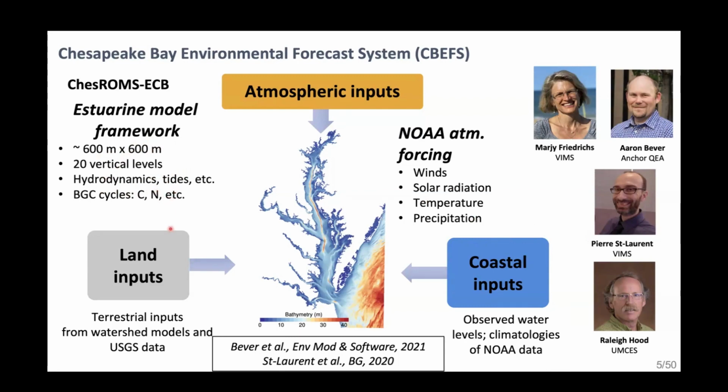It's forced at its boundaries by terrestrial land inputs from watershed models and USGS data, but also using data at the atmospheric boundary: winds, solar radiance, temperature, precipitation. And it's also forced at its coastal inputs, also using data, observed water levels, and other NOAA data. And this model was developed by my colleagues that are shown here. If you want to know more about this model, because this was a very brief introduction, I invite you to check out the papers by Beaver et al., so Aaron Beaver, shown here, and Saint-Laurent et al., Pierre, shown here.